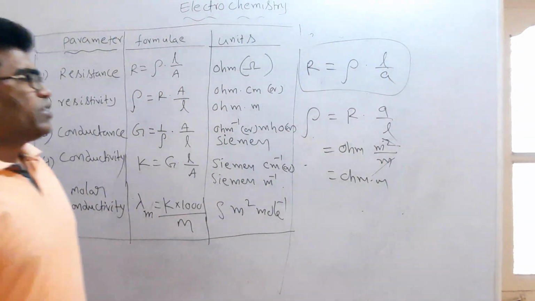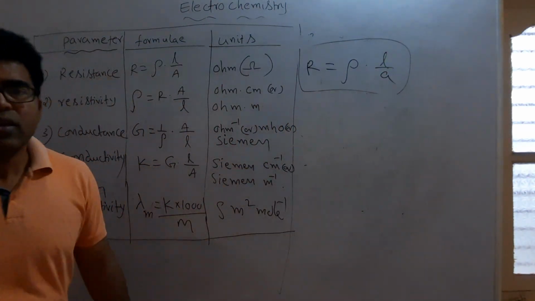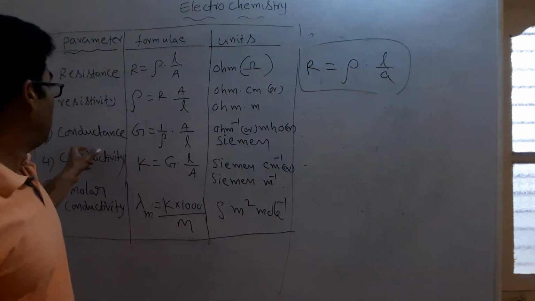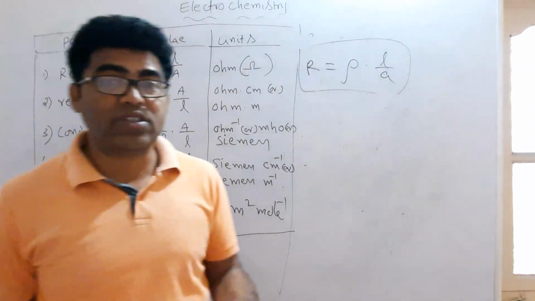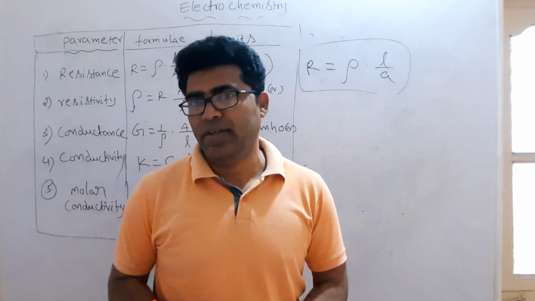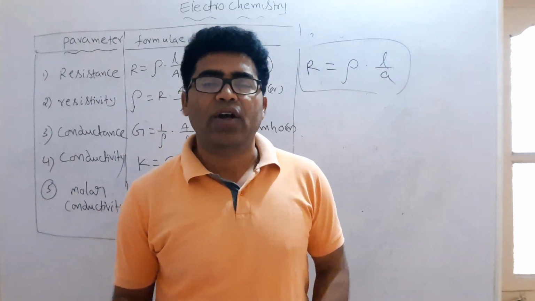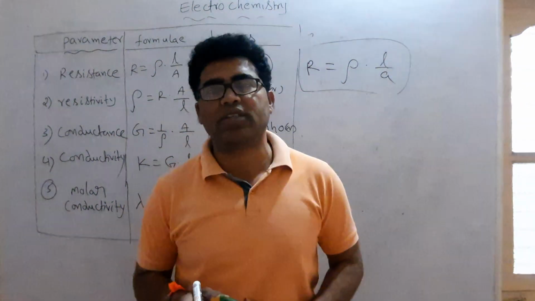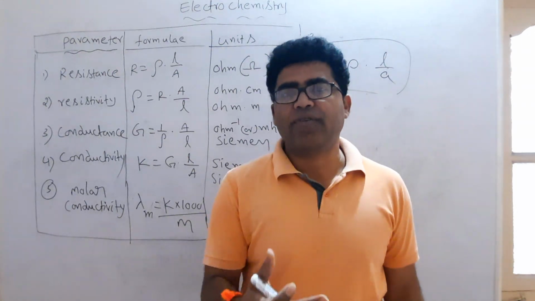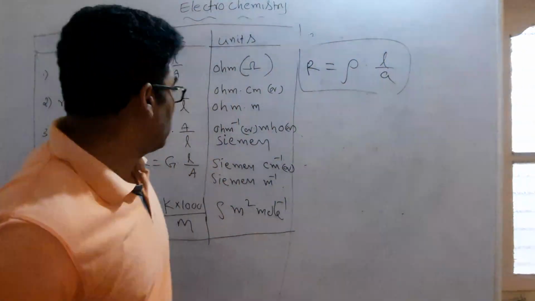Now, next one you observe: resistance and conductance. Resistance means the property of a body, or the property of a material, to oppose the flow of electricity, whereas conductance means opposite to that. The property of a material to allow the flow of electricity is called conductance.